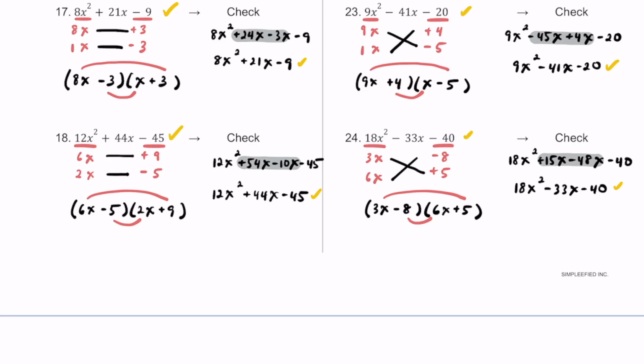Okay, so there you have 24 different practice problems on factoring trinomials where a was greater than 1 or a was not equal to 1 here. Keep in mind the 4 different cases, and hopefully this strategy helps you out with just factoring these trinomials a little bit quicker.